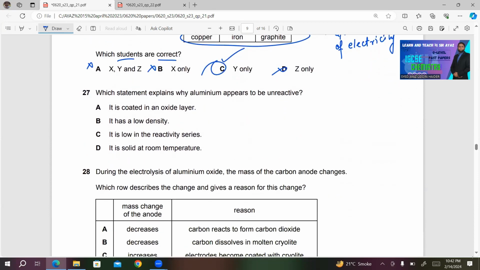Number 27. Which statement explains why aluminium appears to be unreactive? We all know that aluminium forms a protective oxide layer which prevents its further reaction. So it's coated in an oxide layer. This is the only correct answer for this question.